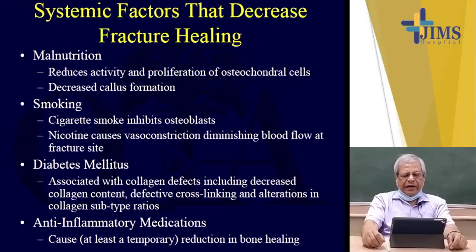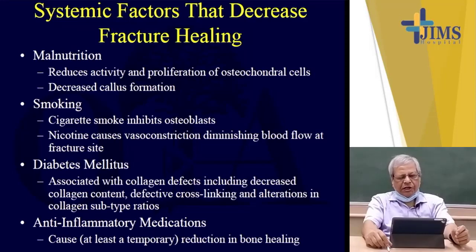What are the systemic factors that decrease fracture healing? One is malnutrition. When an elderly patient comes here, we always check the serum albumin. It has to be more than 3.5. Serum albumin less than 3.5 denotes delayed healing.